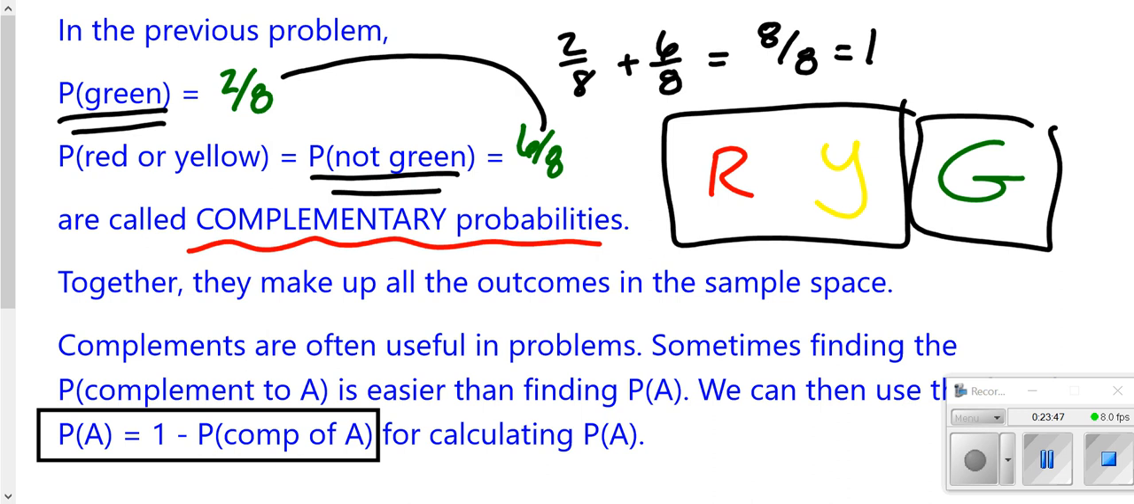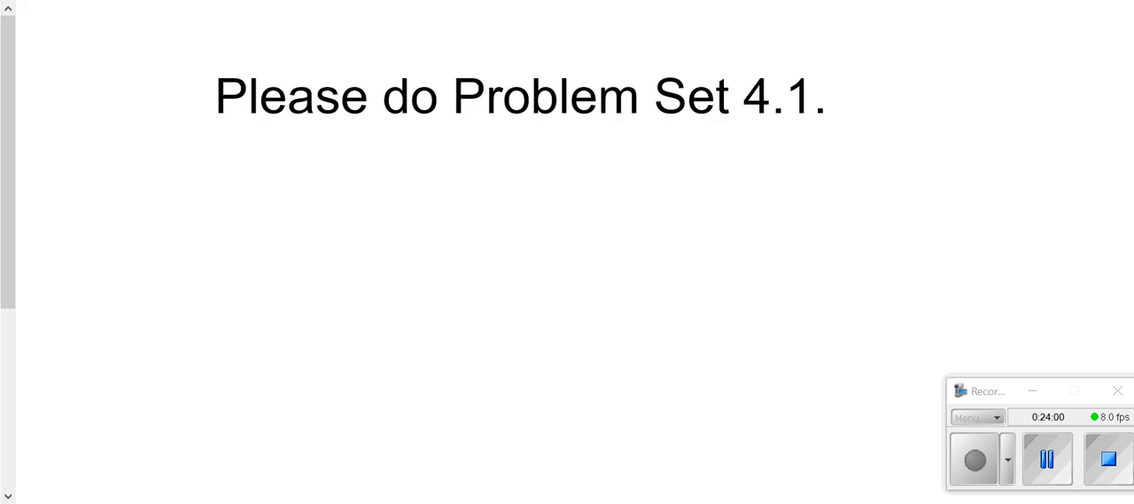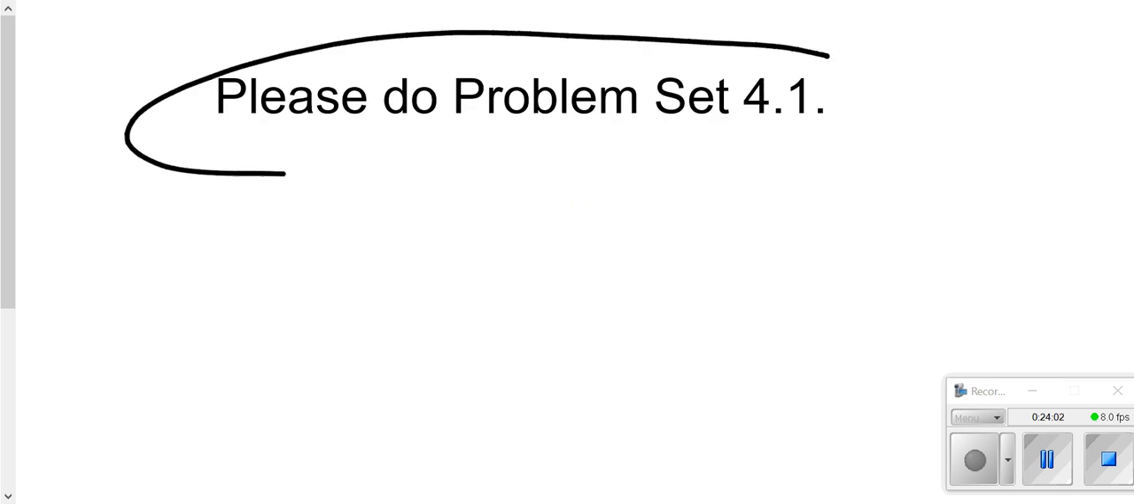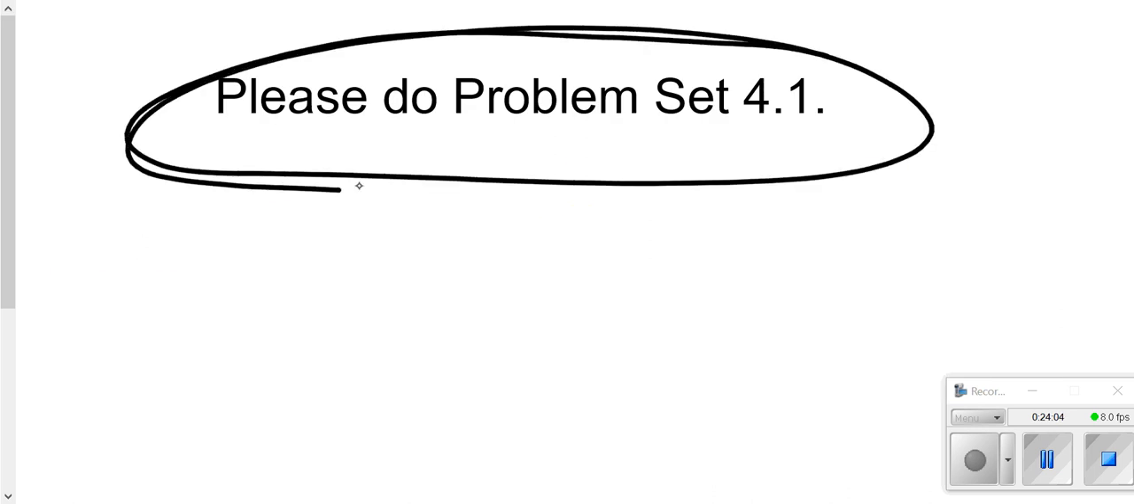So with complementary probability, if I want to find the probability of something, sometimes I say, okay, take 100% or 1 as a decimal and subtract the other, like the opposite probability, the complement, okay? Bear that in mind, that's going to come up. You do have a problem set to try, and thank you for listening.